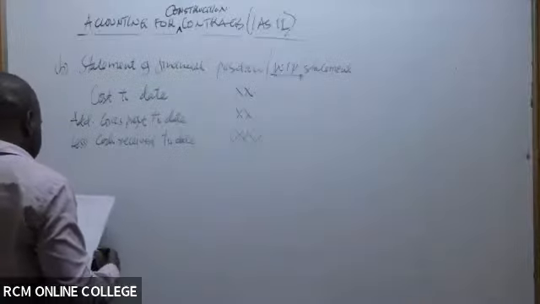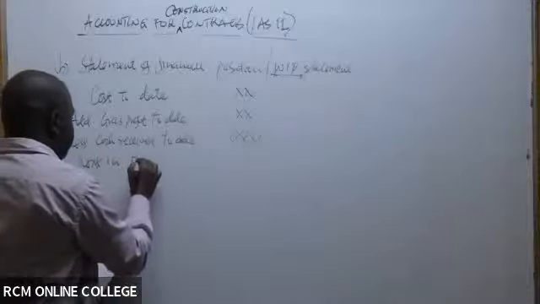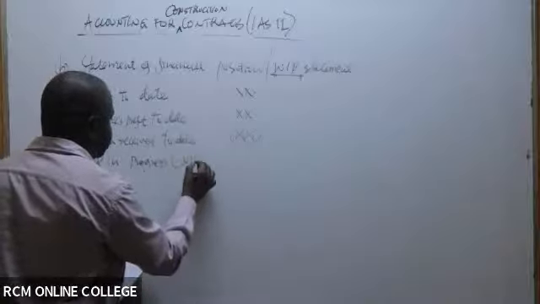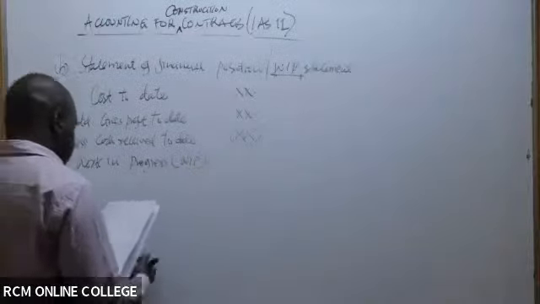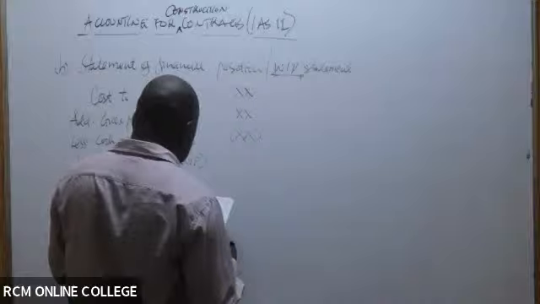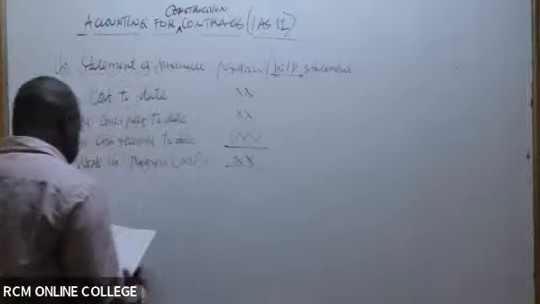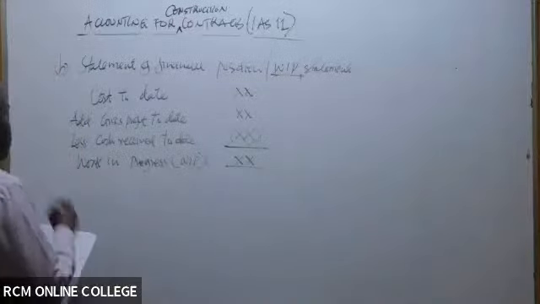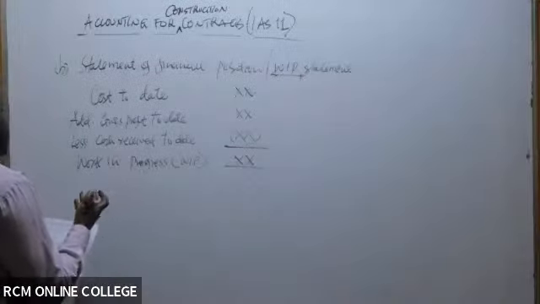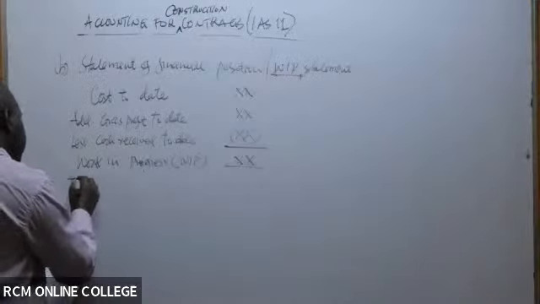So this will end up giving you the work in progress, the WIP. Then another item you determine is the receivables or payables. The amount that you've been overpaid, or the amount the client is yet to pay you, becomes a receivable. So what have you billed so far to the client?